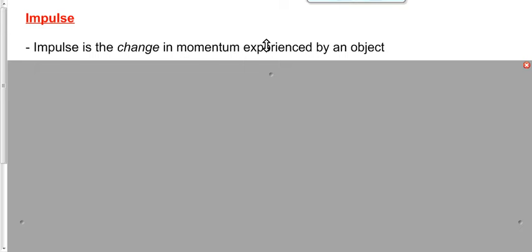A baseball is moving out towards the outfielder. The outfielder catches the baseball. The baseball had a certain amount of momentum, and now it has no momentum. There was a change in momentum, or an impulse, experienced by that baseball. Impulse is the change in momentum experienced by an object.